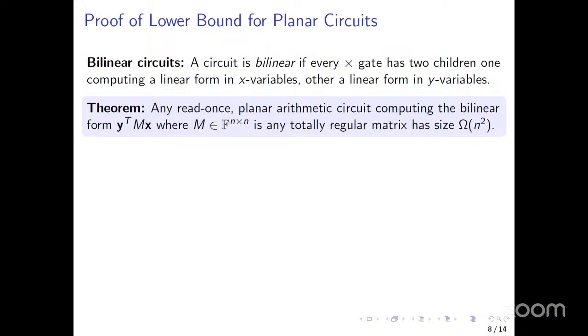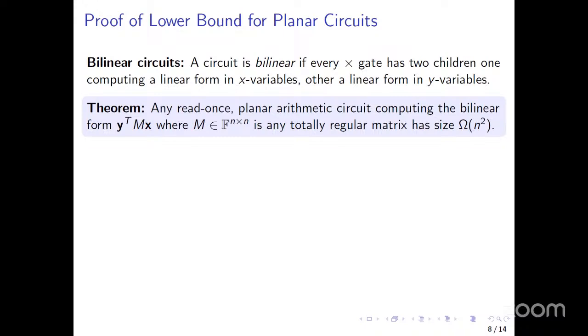To show this statement, we'll have to define what is called a bilinear circuit. If you think about this, these are polynomials whose monomials have the form x_i times y_j. So if you want to compute this via a circuit, you should not compute terms of the form x1 squared, y1 squared and so on. Maybe you can compute them, but they will eventually have to be cancelled before reaching the output gate. So you better not compute them.